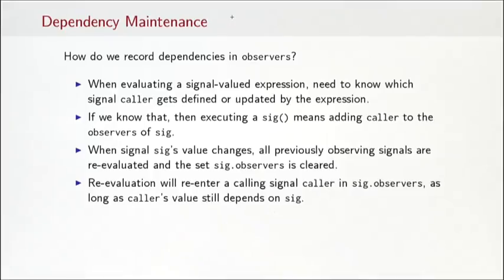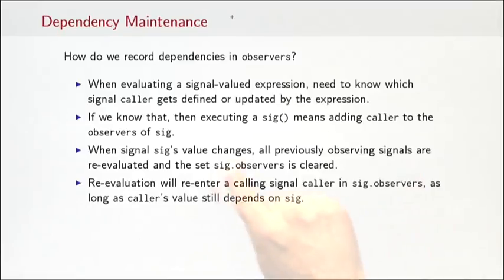So that brings us to the question of dependency maintenance. How do we record dependencies in observers? When we evaluate a signal-valued expression, we need to know which signal caller gets defined or updated by the expression. If we know that, then we can add that caller to the observers of the signal when the signal is evaluated. That means when we take the current value of the signal. If we have added the caller to the observer set, then we can re-evaluate it each time the signal's value changes. So each time a signal's value changes, all previously observing signals are re-evaluated.